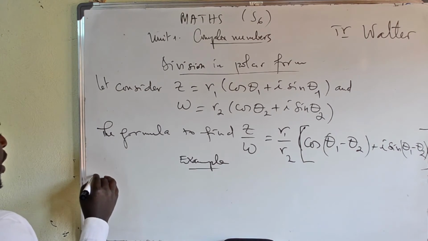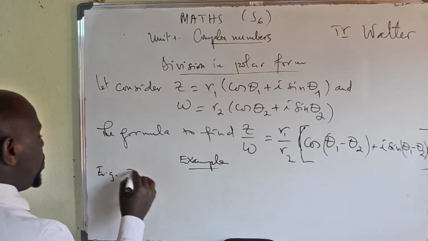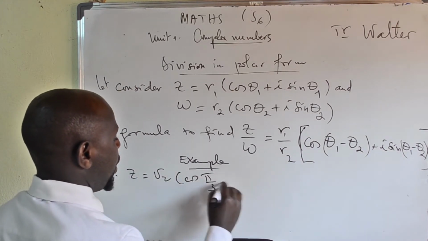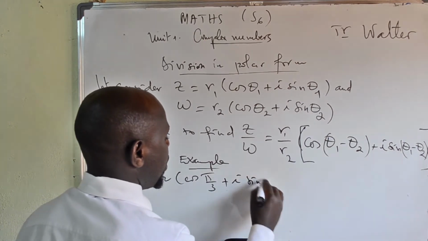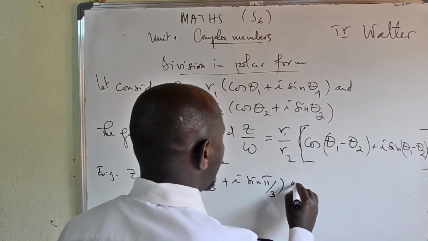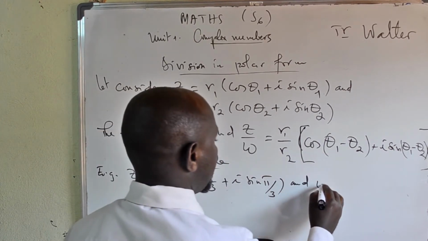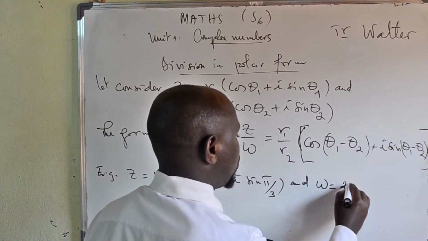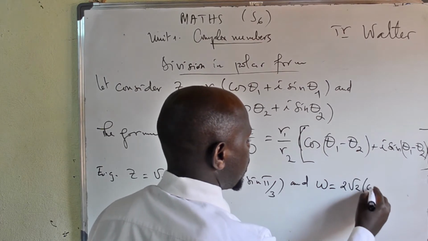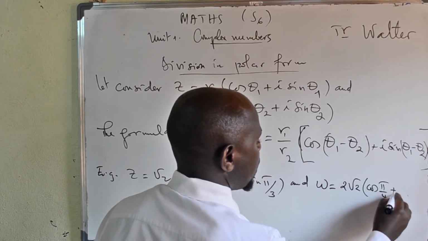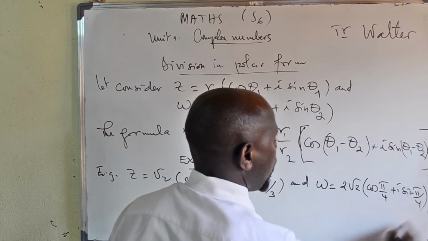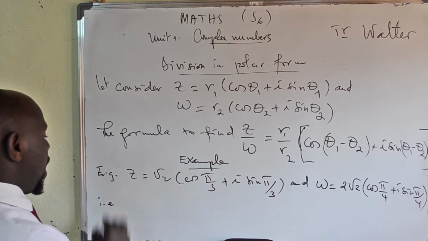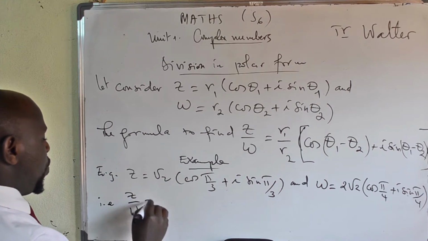If we have an example here, we have two complex numbers: z, which is equal to square root of 2 times cosine pi over 3 plus i sin pi over 3, and I have also another complex number w, which is equal to 2 square root of 2 times cosine pi over 4 plus i sin pi over 4. So if I am to find the quotient, z over w will be equal to what?